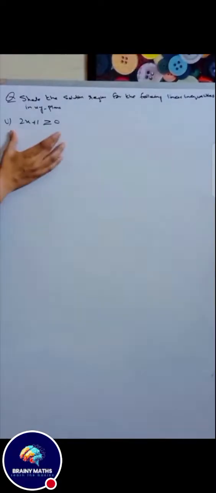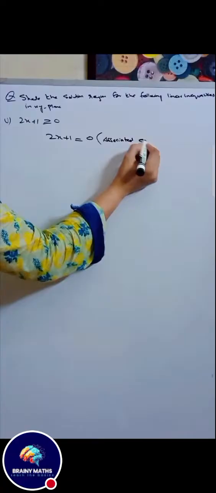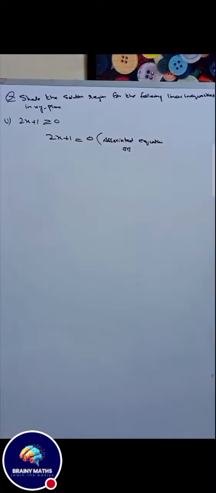Show this inequality on the graph. So let's begin. First, we convert it into the associated or corresponding equation: 2x + 1 = 0. This is called the associated equation, or corresponding equation. As you can see, we don't have y here, so we should just solve it directly. We simply get the value of x.